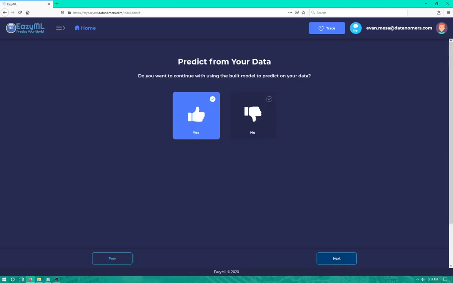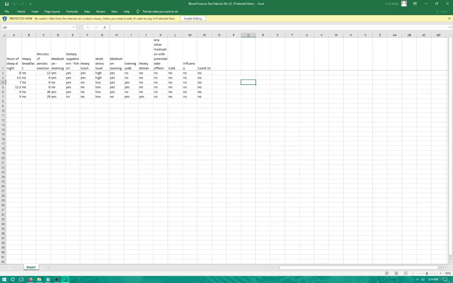Now we have a test set, which I have right here, which I'll show you. It's the same thing as the training set, except it's only 6 rows long, and it doesn't have the blood pressure column because that's what we're trying to predict. So that would be blank. We're going to go through each row and say, based on all of these variables, what is the blood pressure level going to be? That's essentially how it's going to work.